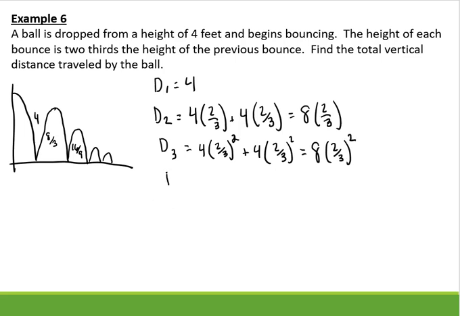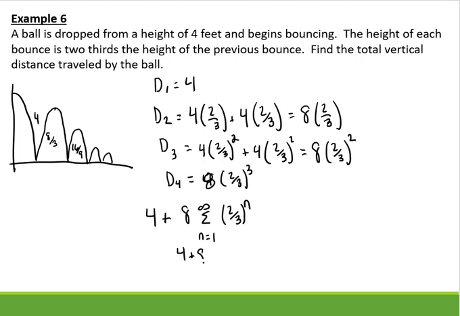So what we have here is a series. We have our initial 4, our initial drop, plus 8 times our series. We know that this is geometric, okay? And so I have 4 plus 8 times my summation formula. And when I simplify all of that, we get 20 feet.